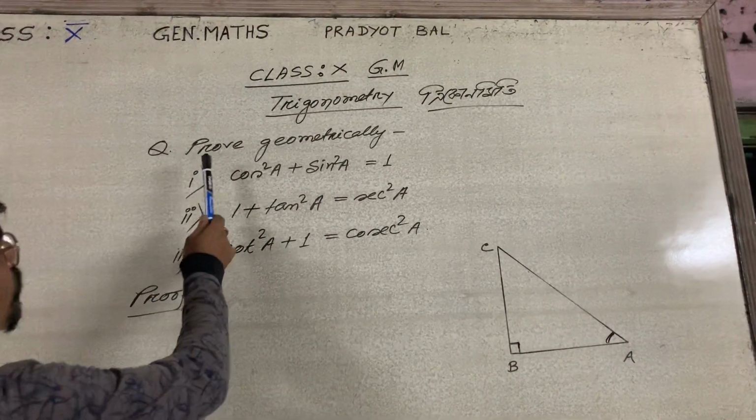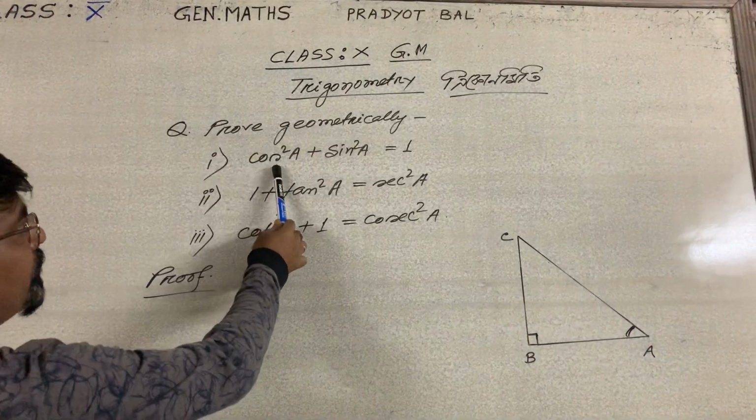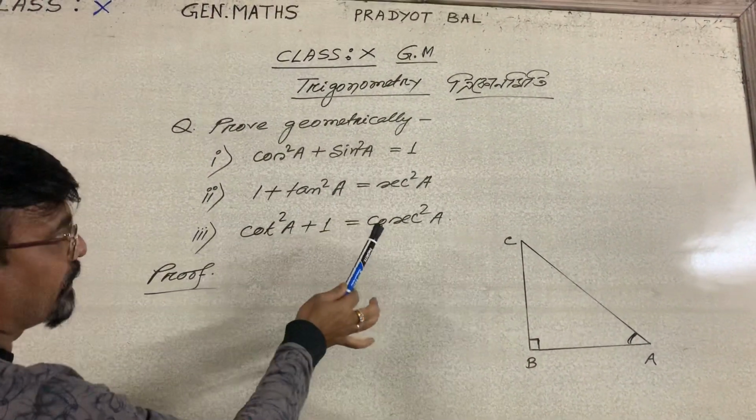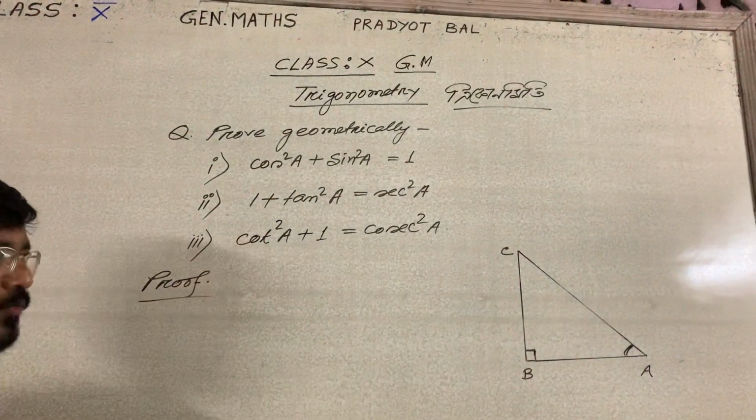Here we are going to prove geometrically these three identities. Actually, these are used as formulae in trigonometry, the basic three formulae. We are going to prove it.